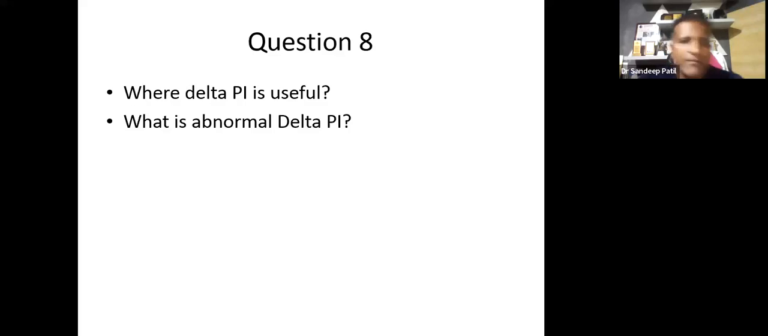Now, another parameter I'm putting in front of you, what is delta pulsatility index or delta PI, and where it is useful, and what is abnormal delta PI.